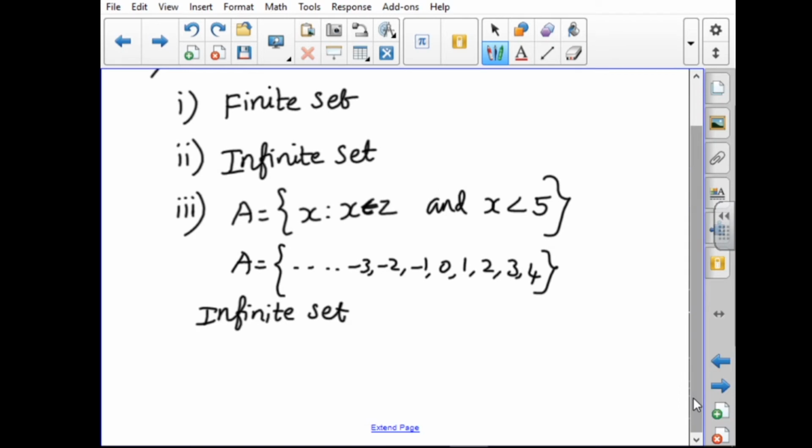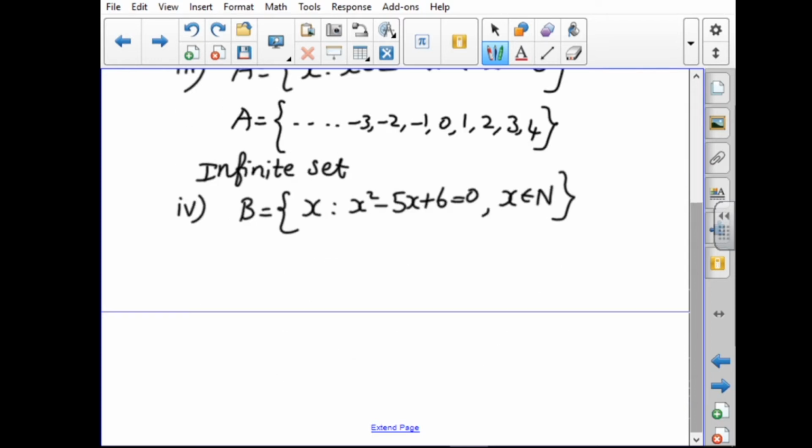Then the fourth one, B is equal to x such that x square minus 5x plus 6 is equal to 0 and x belongs to N, that is, natural numbers. We know that this is a quadratic equation. We have to solve this equation: x square minus 5x plus 6 is equal to 0. So what are the roots we have? We can divide into two parts, 6 and minus 5.